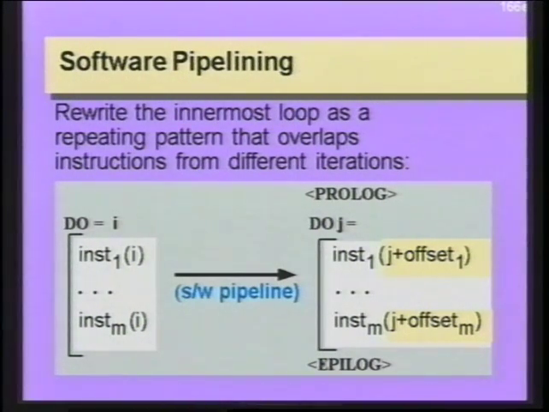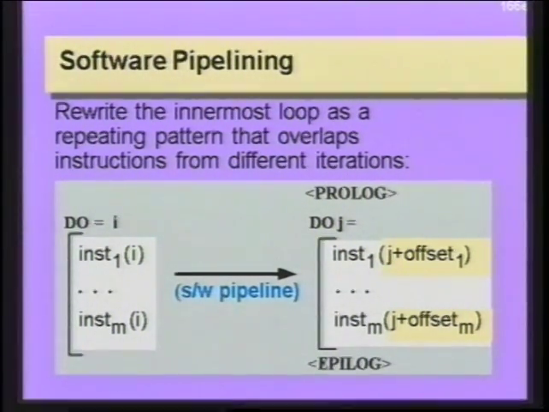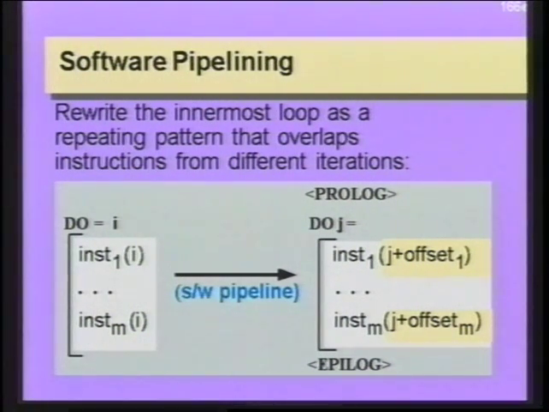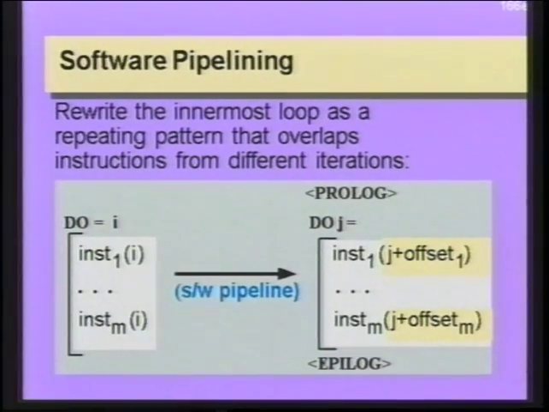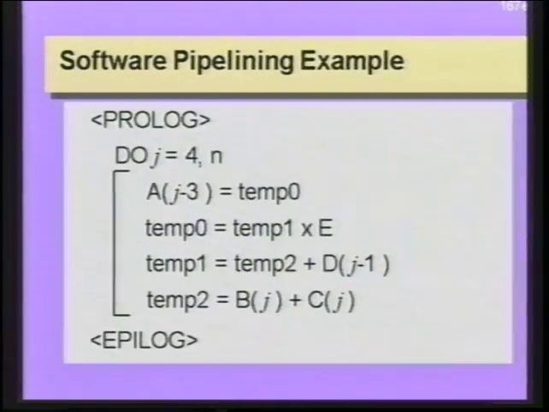so that instruction 1 could be executing its instance corresponding to offset 1, instruction 2 could be executing its instance corresponding to offset 2, and so on. And this allows you to exploit the parallelism that there is among different iterations, even though there may be a long chain of dependencies within a single iteration. Let's take a look at an example to understand this better.